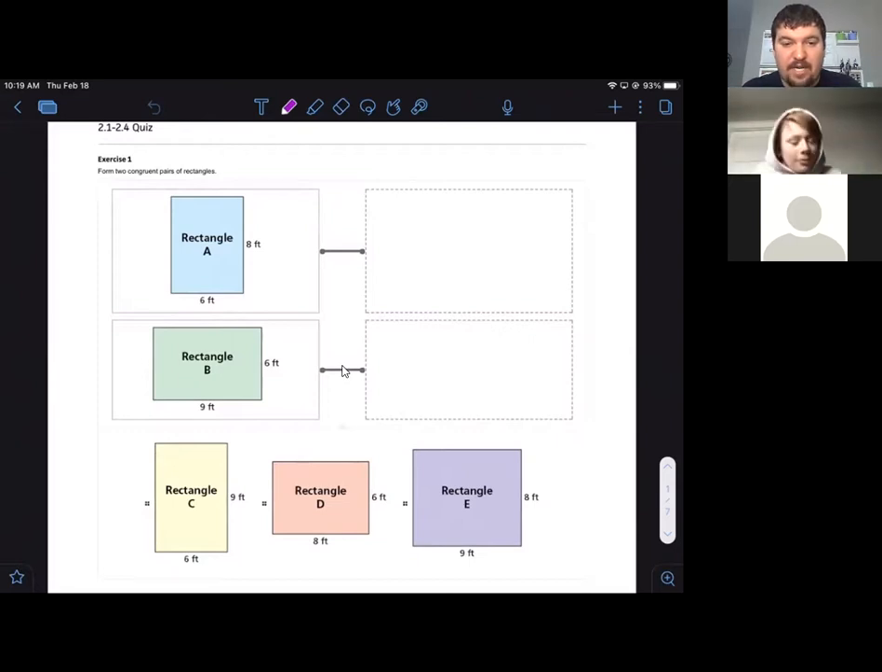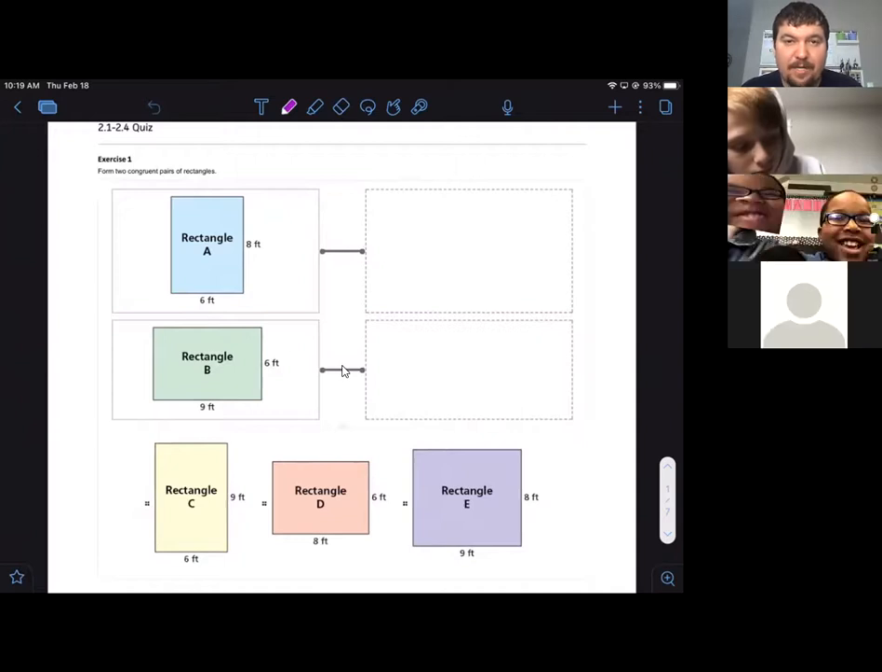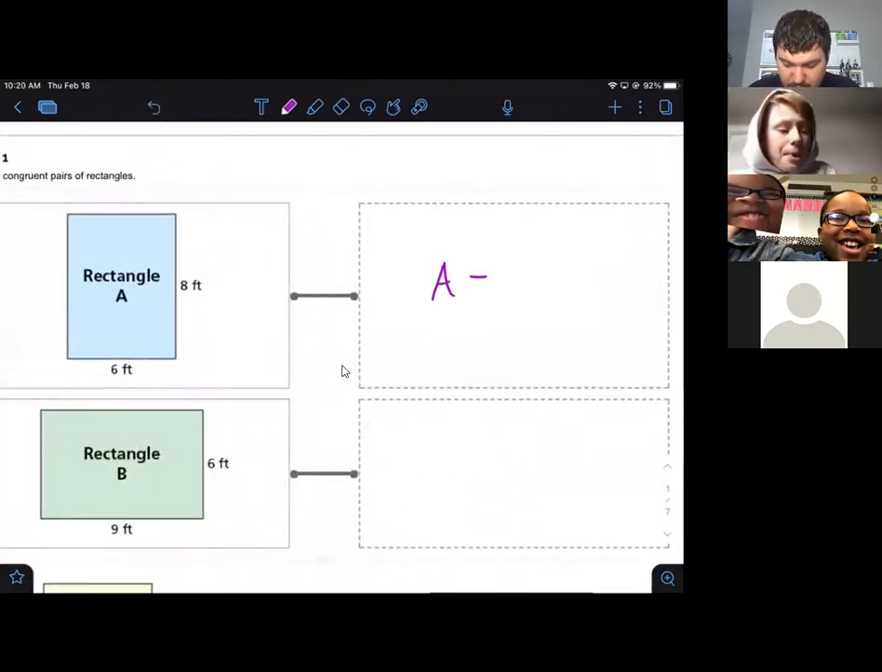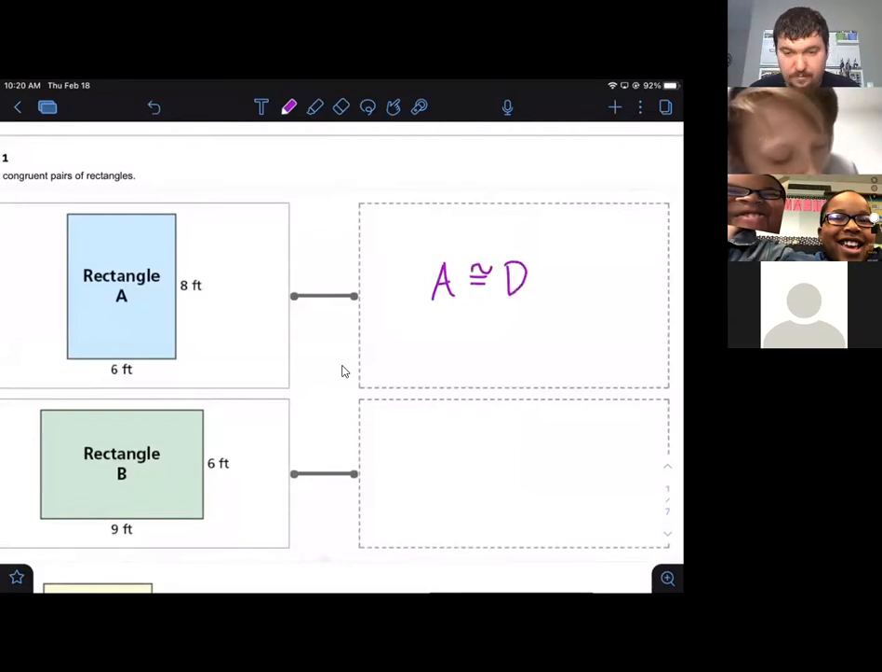to be congruent, the rectangles have to have the same dimensions. The side lengths have to be congruent. Of course, the angle measures are 90 degrees, so we know they're congruent. And so if rectangle A is 8 foot by 6 foot, the rectangle that's congruent with it also has to be 8 foot by 6 foot. So what you'll put for number 1 is A is congruent to, there's your congruent symbol, D.